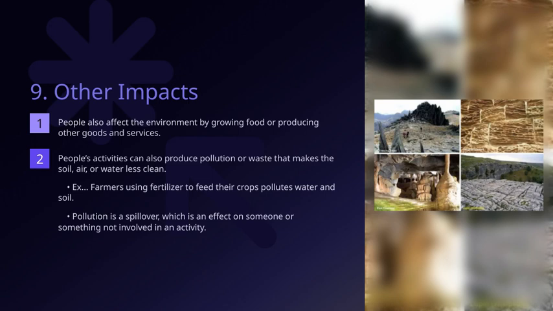Another important concept here is pollution itself, which is a spillover effect. That means the pollution from one activity can affect others who aren't directly involved. For instance, pollution from farming can impact nearby water sources or air quality, even if those waterways or air aren't part of the farming process. Overall, this slide reminds us that our activities have broader impacts, and understanding these spillover effects helps us see the bigger picture of human-environment interactions.